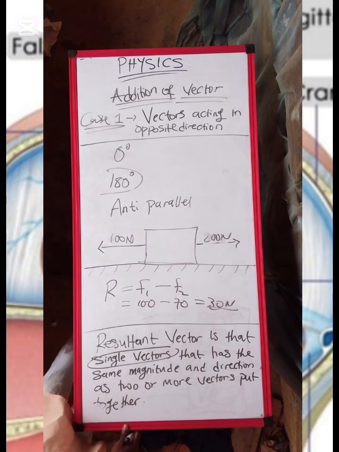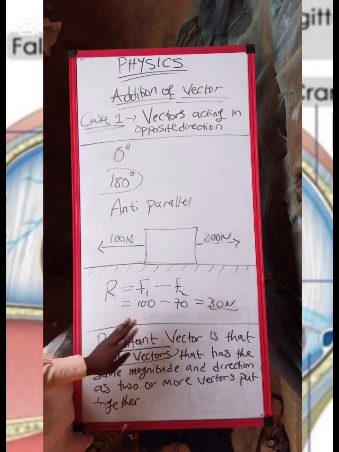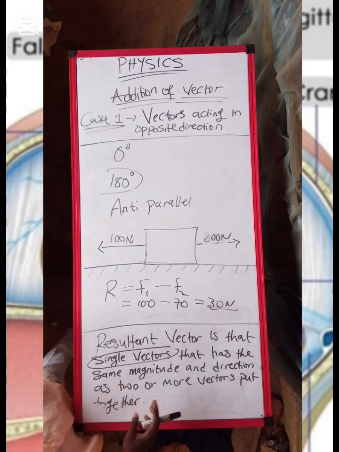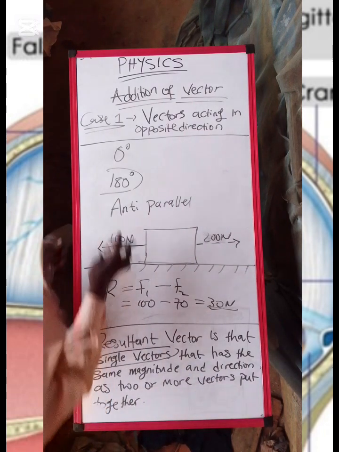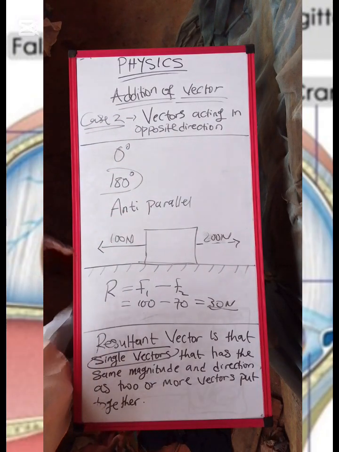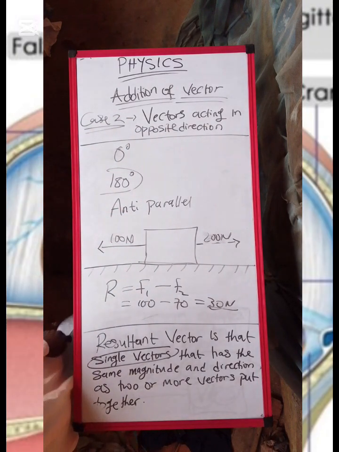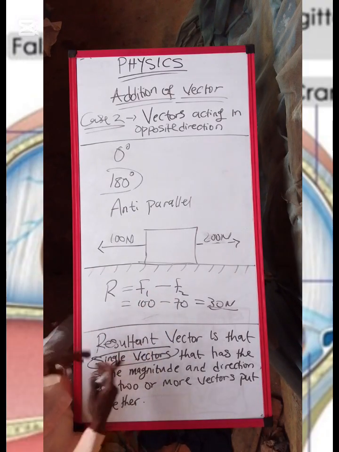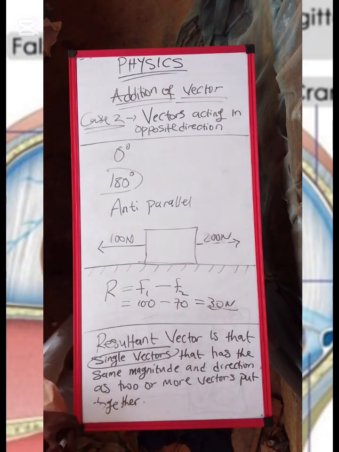Now, you have seen how to get the resultant. If they are acting in opposite directions, you subtract. We are done with case 1, and this is case 2. If it was the one we did before, which is vectors in the same direction, then that would have been addition. But now it's opposite direction, so it's subtraction. Now let's look at some examples.